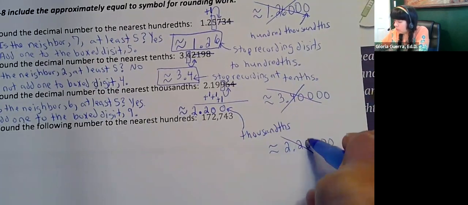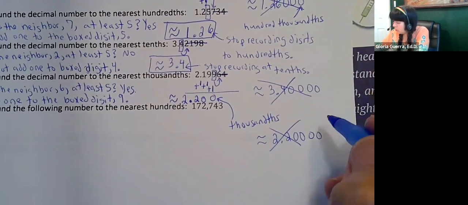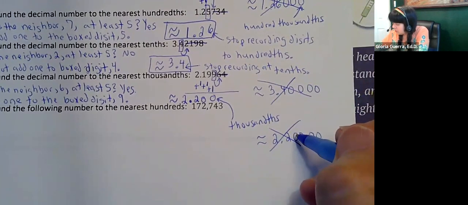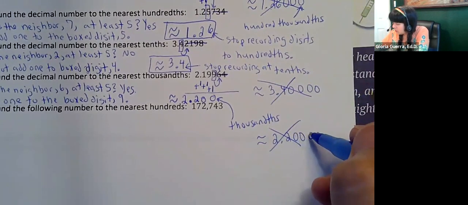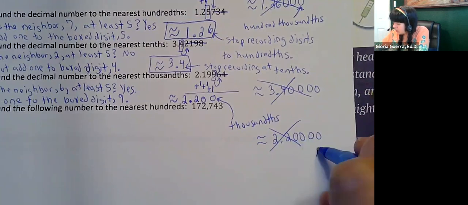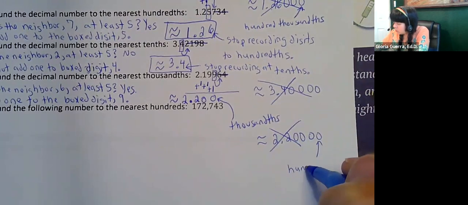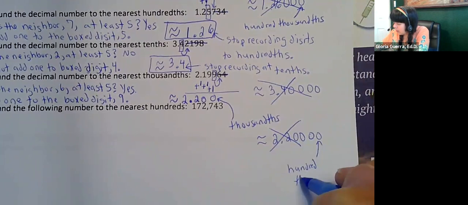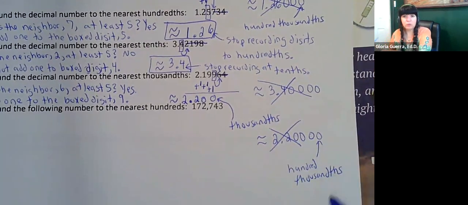No, we don't do that, because now that's tens, hundreds, thousands, 10,000s. That's going to be 100,000s. And they didn't ask you to record to the 100,000s. They wanted the thousands: tens, hundreds, thousands. Okay.